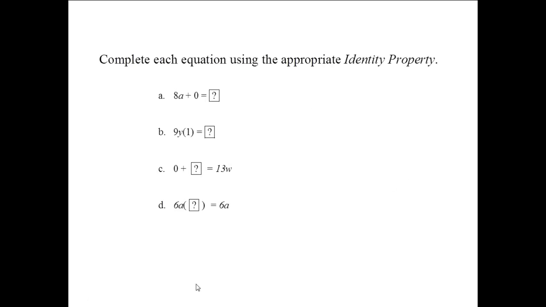Complete each equation using the appropriate identity property. 8a plus 0 equals 8a. 9y times 1 equals 9y. 0 plus what gives us 13w? Answer, 13w. 6a times what gives us 6a? Answer, 1. 6a times 1 is equal to 6a.